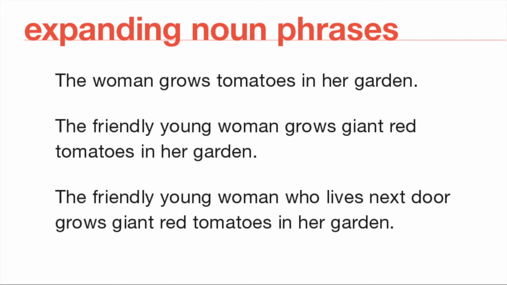Now we have more information about the woman and the tomatoes. Now, how about this one? The friendly young woman who lives next door grows giant red tomatoes in her garden. Even more details. I have a clear mental picture of this scene. Do you? I do want to point out that we can use clauses that begin with who or that to give more information about these people or things, okay? The words who lives next door describes the noun, which is the woman.